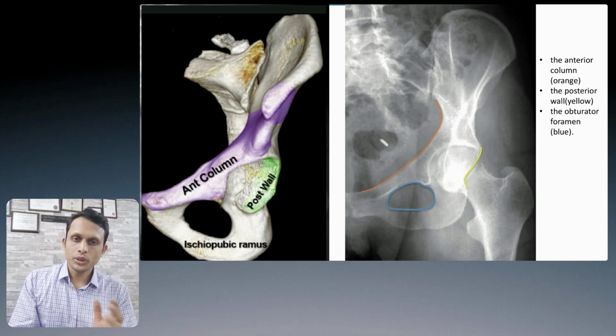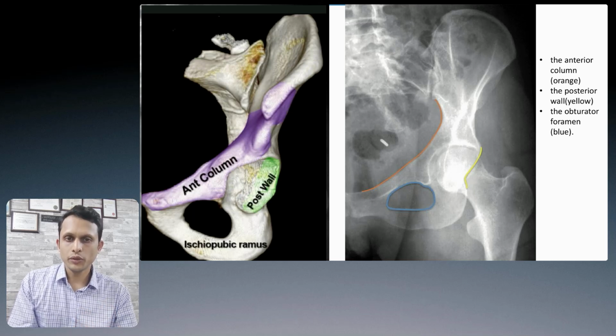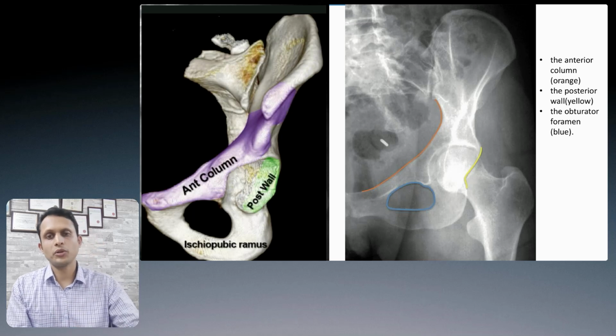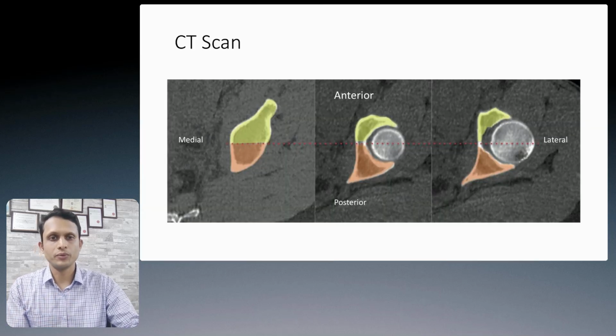Why do we need an obturator view? What idea will we get from an obturator view? We will get an idea regarding the anterior column, the posterior wall, the obturator foramen, and the ischiopubic ramus. So this is the obturator view.